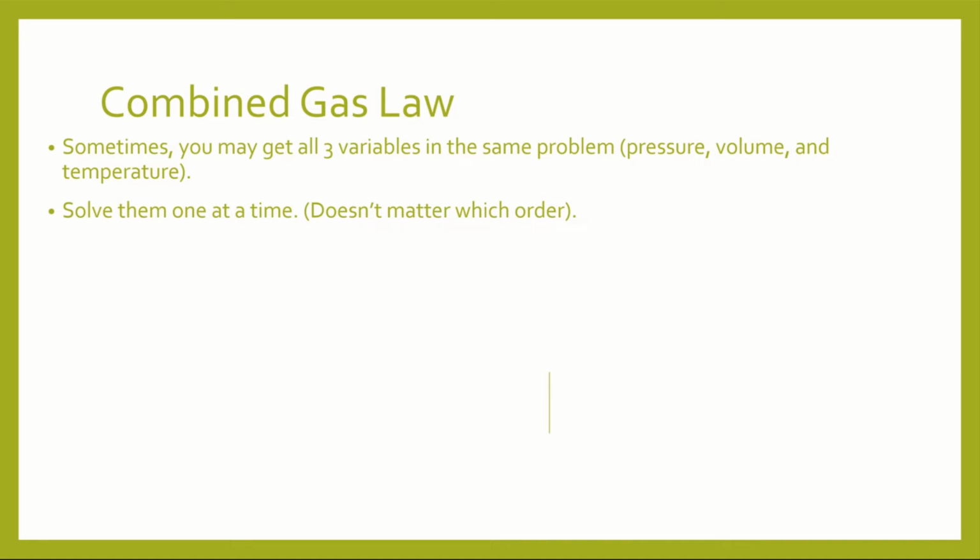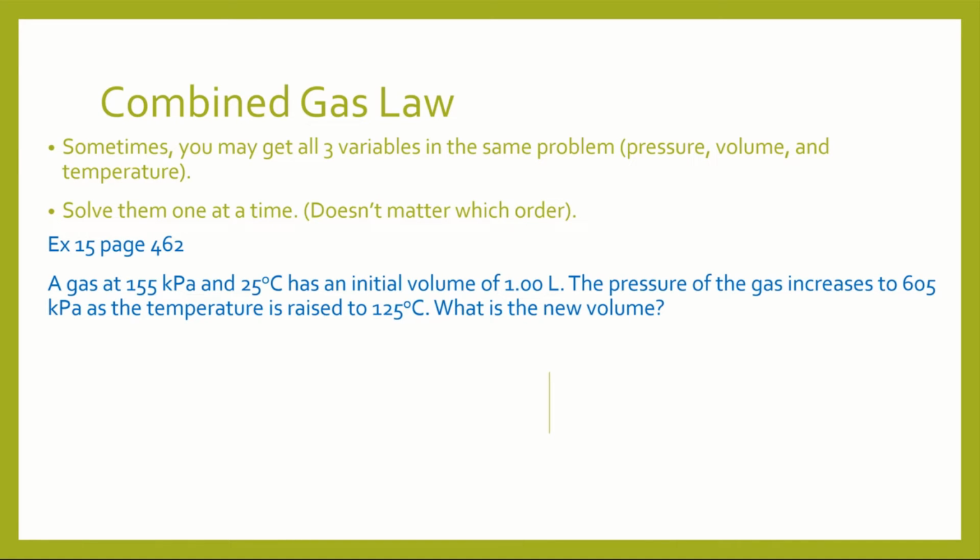It doesn't matter which order you solve each of these problems in. So for example, a gas at 155 kilopascals and 25 degrees Celsius has an initial volume of 1 liter. The pressure of the gas increases to 605 kilopascals as the temperature is raised to 125 degrees Celsius. What is the new volume?